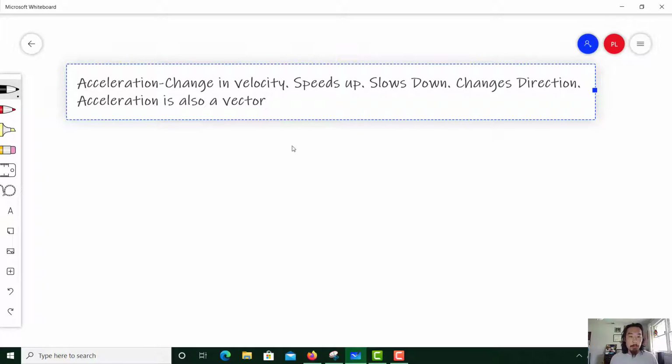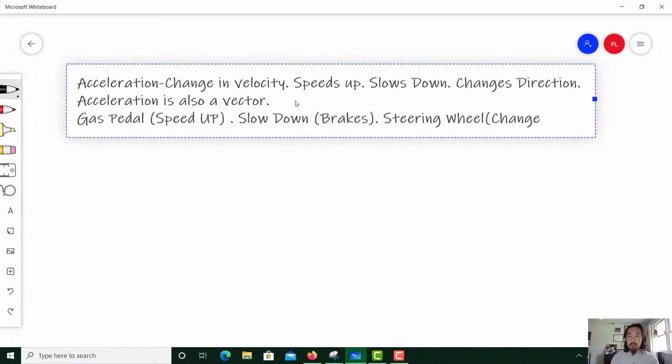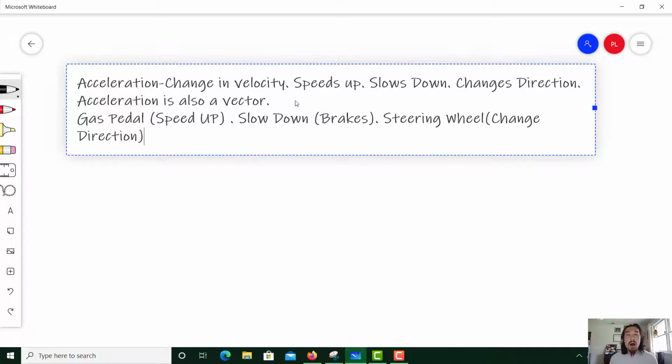into it. Okay. Now, one way that I usually remember acceleration, or what I like to tell the students, is imagine a car. So when you're in a car, when you want to speed up, you push the gas pedal. Okay. You can also, if you want to slow down, there's the brakes, and if you want to change direction, there is the steering wheel. Okay. So right there, in your automobile or maybe even your bike, you have three ways of representing acceleration.